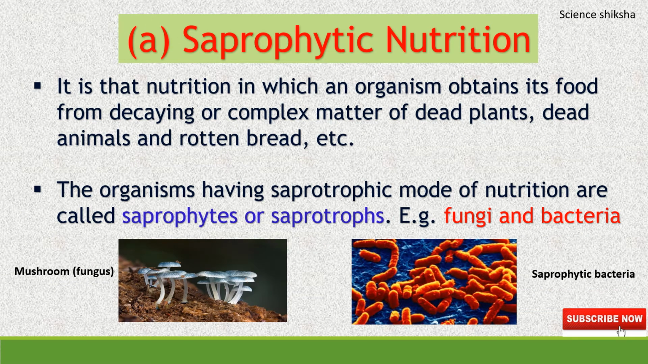Now, the first type of heterotrophic nutrition is saprophytic nutrition. It is that nutrition in which an organism obtains its food from decaying or complex matter of dead plants and dead animals and rotten bread, etc. The organisms having saprotrophic mode of nutrition are called saprophytes or saprotrophs. The examples are fungi and bacteria.